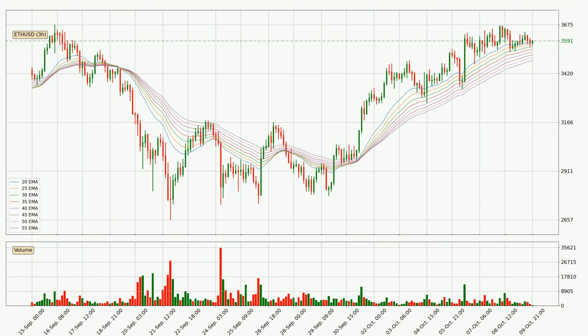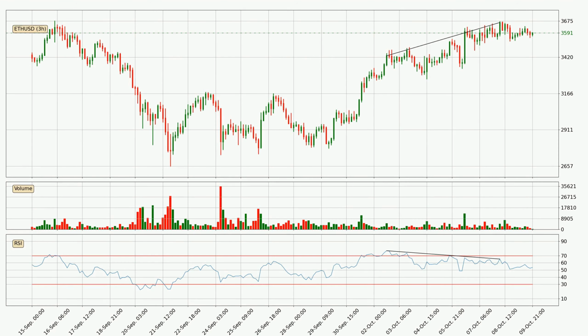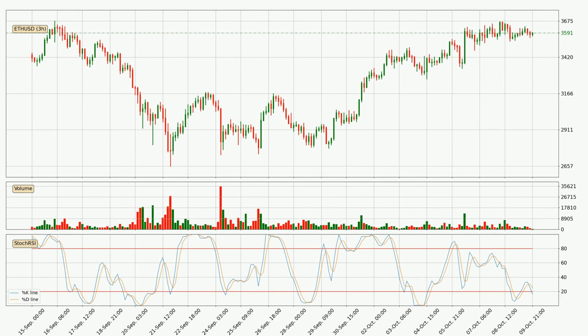On the lookout for divergences in the 3-hourly time frame. Owing to a bearish divergence, the price could go down from now on or at least remain stable for the time being. Moving to the 3-hourly Stochastic RSI, there are no signs of the Stochastic RSI being oversold or overbought at this time, but the %K line is below the %D line, which means the current trend is on the downside.